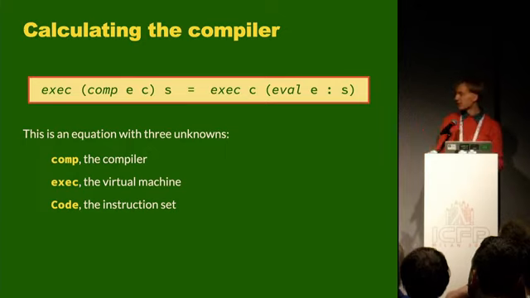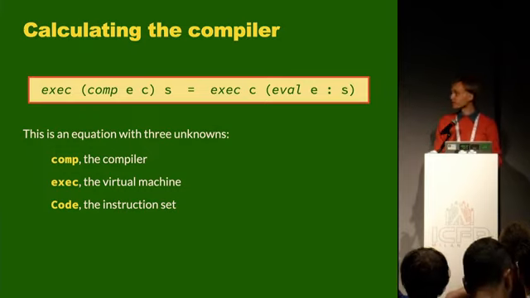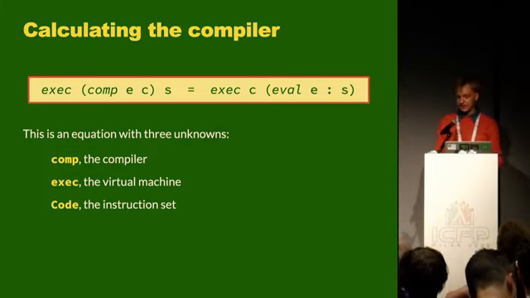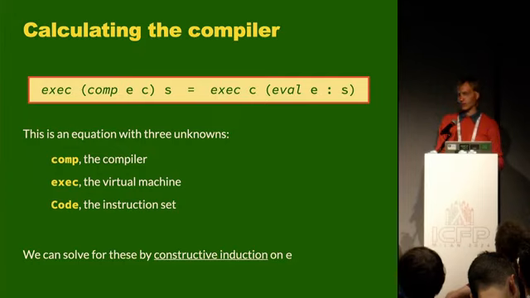The next thing we do at this point, so we've done our specification, right? We've got this equation, and we actually want to now calculate the compiler. So we have this equation. It has three unknowns, and just like in maths, we can solve an equation. It's a little bit strange that it has more unknowns than equations, but we can get onto that later. But we can solve this, and we'll get a compiler, we'll get a virtual machine, and we'll get an instruction set for free. We solve this by something called constructive induction.